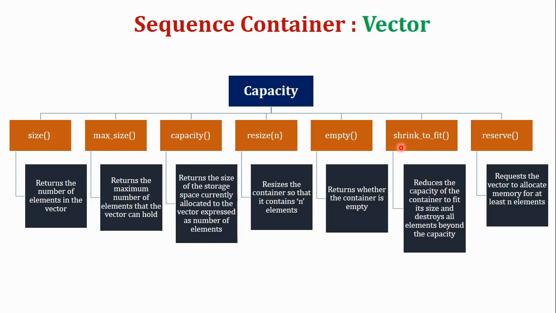And next one is shrink to fit. Then we are going to reduce the capacity of the container to fit its size and destroy all the elements beyond the capacity. And reserve. So here it requests the vector to allocate memory for at least n elements.